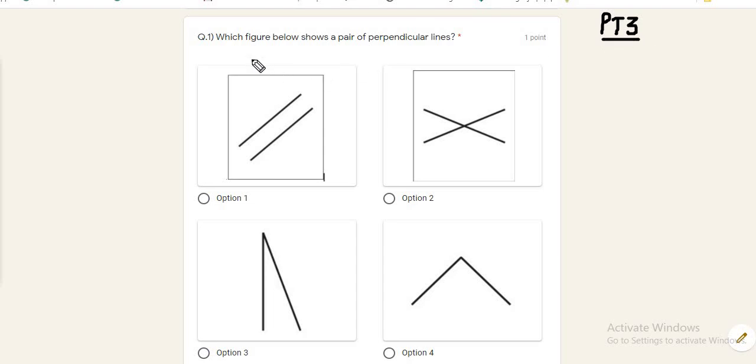Question number 1. Which figure below shows a pair of perpendicular lines? We know that when lines are perpendicular, they form an L shape. So out of these four lines, option D is in the form of L shape. So this L shaped lines are perpendicular. So option 4 is the correct answer.